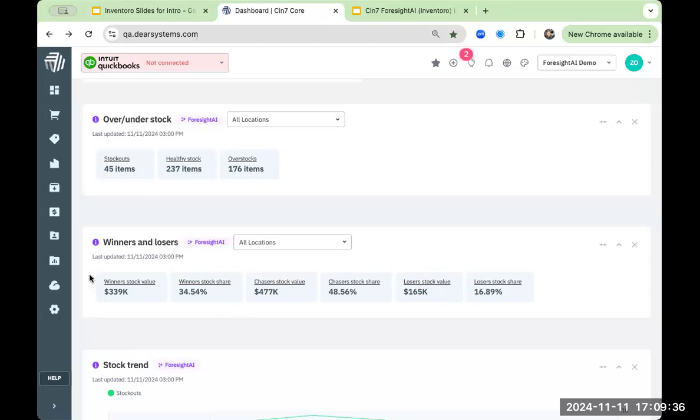But essentially, it's going to show you your winners or your high performers, chasers, middle of the road, and then your losers or your low performers. So we have our stock value of what is a winner, and then the stock share, the percentage of your product that falls into this category for each of these. And you can also do it by location.